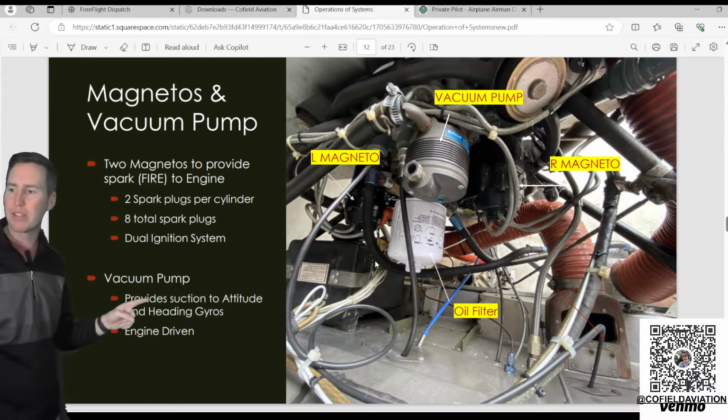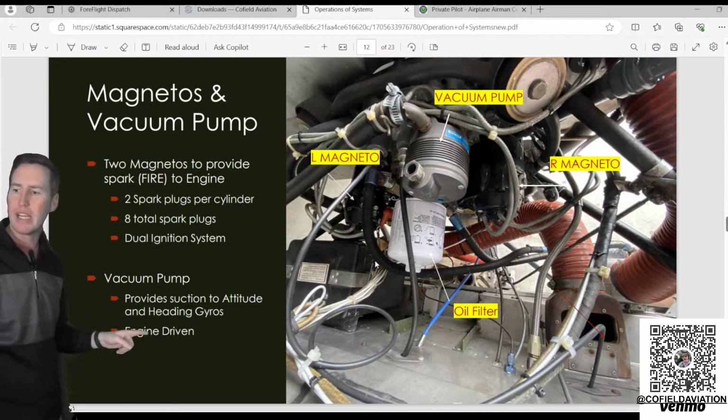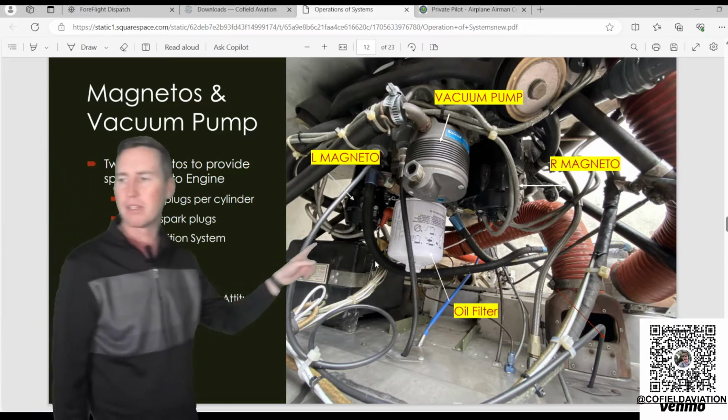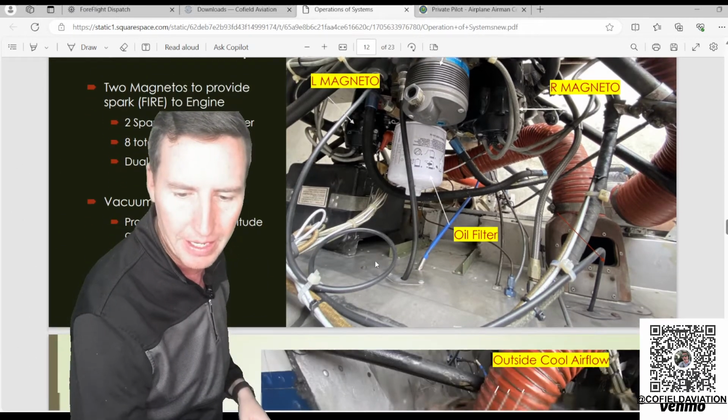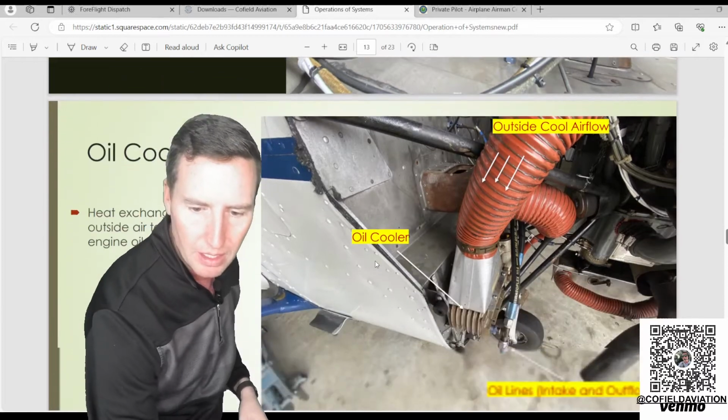And the vacuum pump, that provides suction for the attitude and the heading gyros, okay, and it is engine driven, so it's the back of the engine there, as you can see.